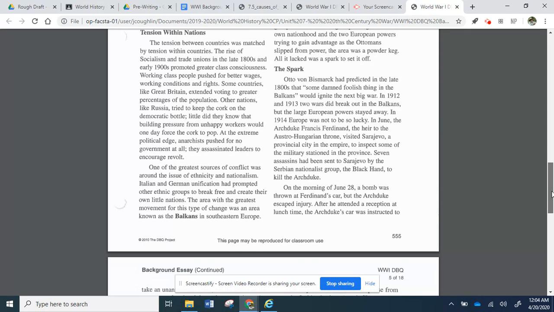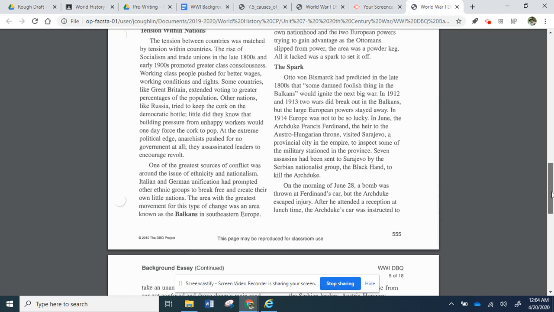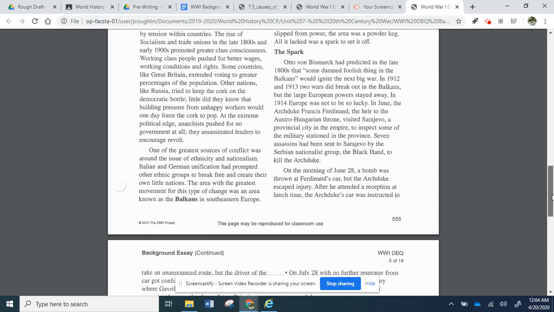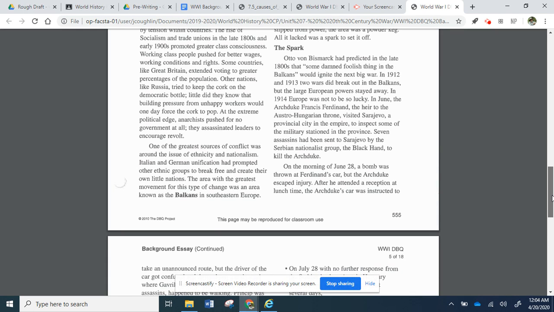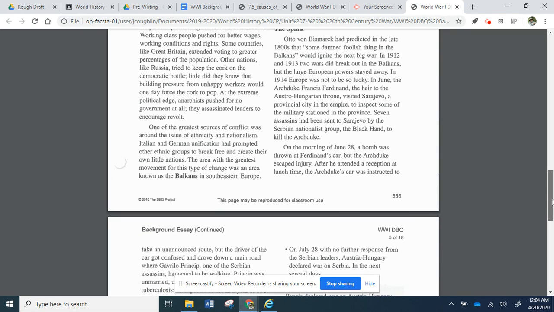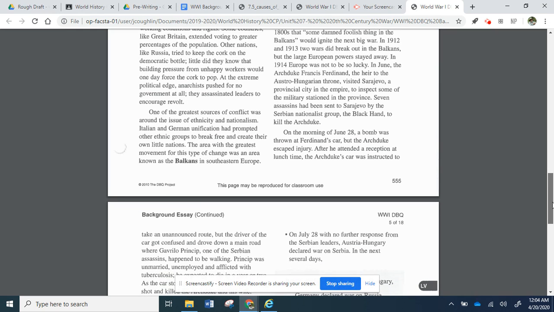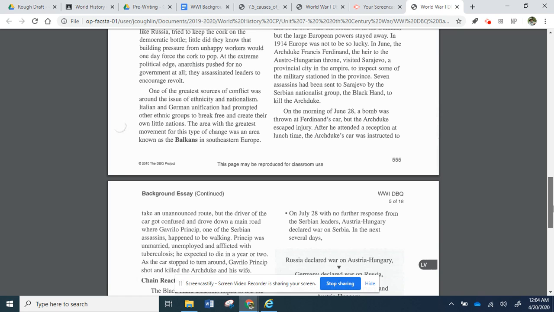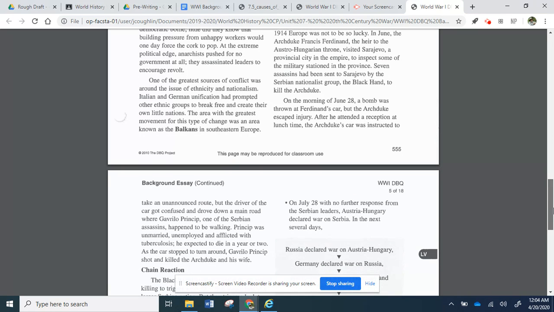In 1912 and 1913, two wars did break out in the Balkans, but the large European powers stayed away. In 1914, Europe was not to be so lucky. In June, the Archduke Francis Ferdinand, the heir to the Austria-Hungarian throne, visited Sarajevo, a provincial city in the empire, to inspect some of the military stationed in the province. Seven assassins had been sent to Sarajevo by the Serbian national group, the Black Hand, to kill the Archduke.